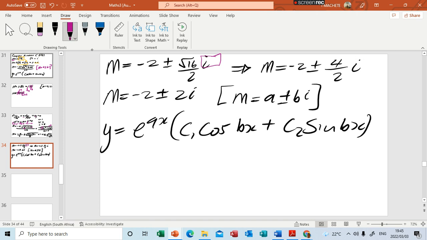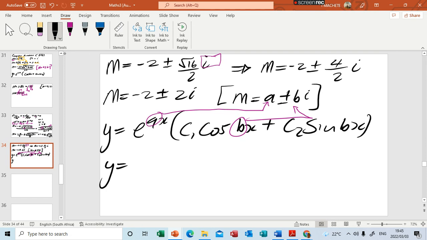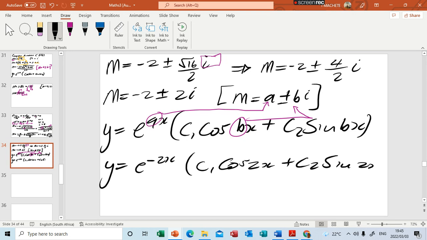And then you substitute your values. You've got your A. Your A is this one, which is negative 2. Then that B is this one, which is positive 2. Then you can simply say e^(negative 2x) times C1 cos, what is your BX? Then your BX is 2x, plus C2 sine 2x. Then you are done. You can remove the brackets if you want to. You can leave it like that.